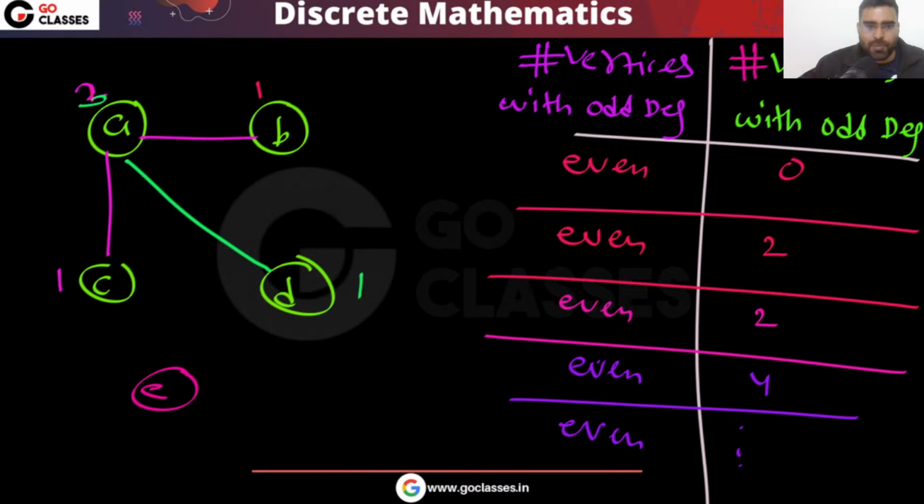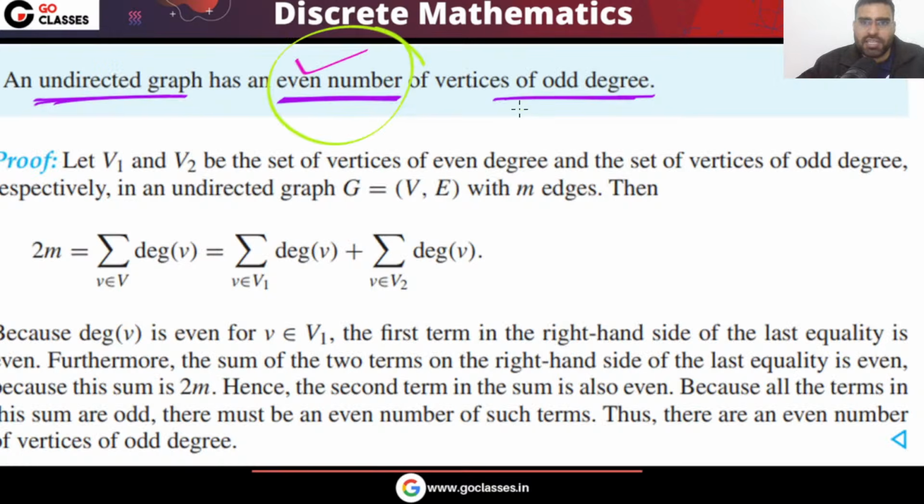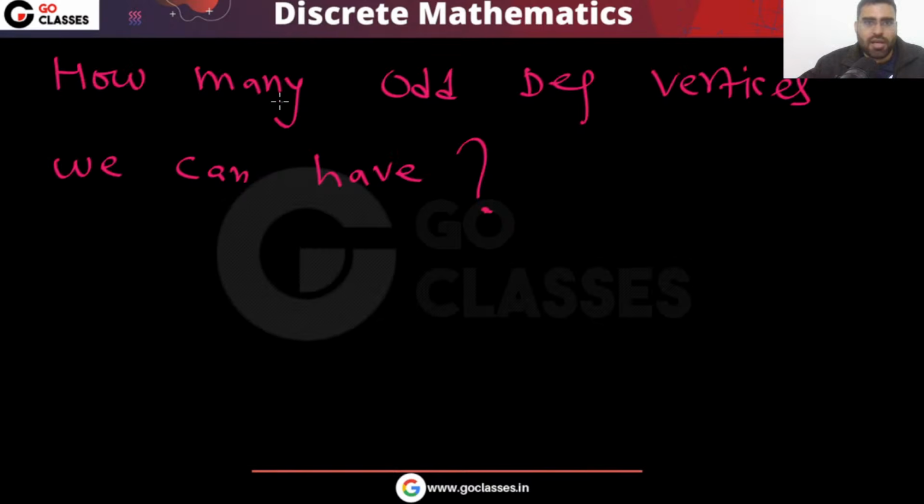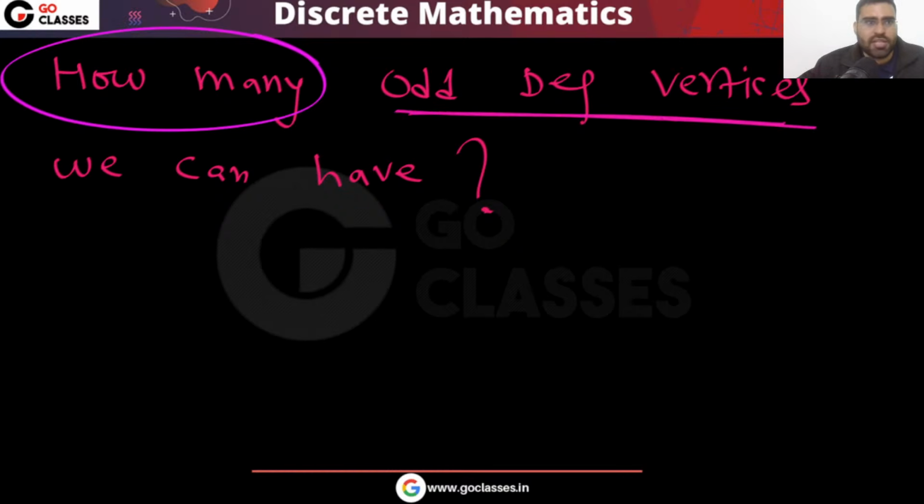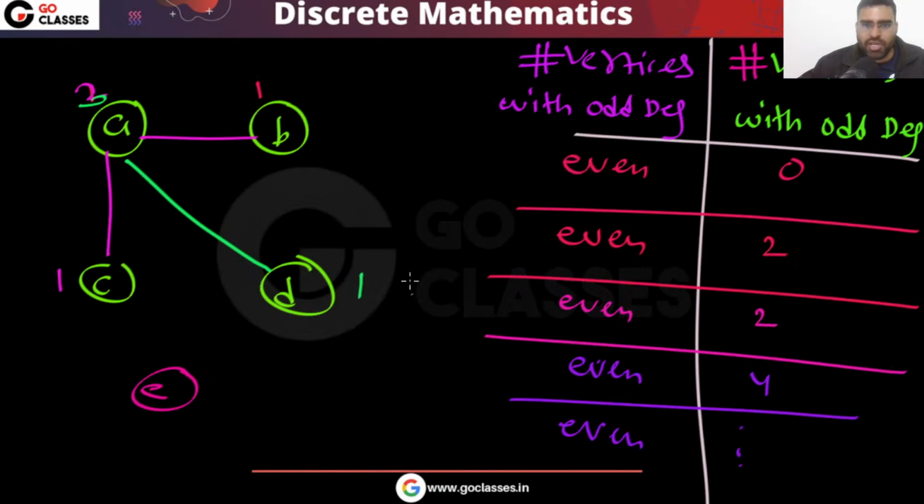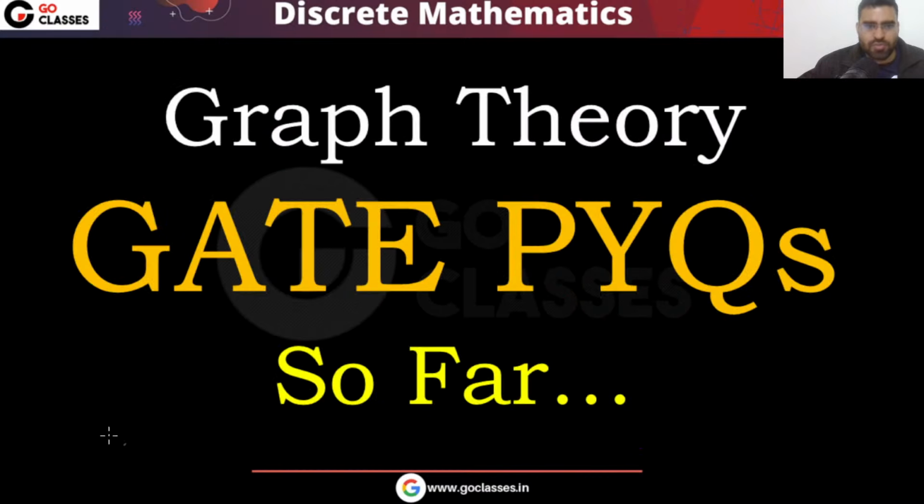So a very simple point: an even number of vertices of odd degree. How many odd degree vertices can you have? The answer will be an even number. Yes or no? Whatever you do, you will always have an even number of odd degree vertices. Okay, let's move on.